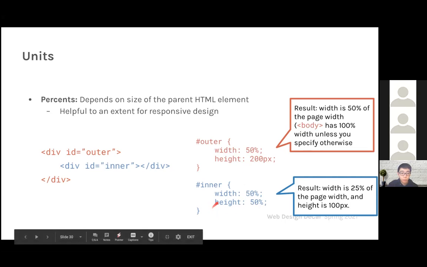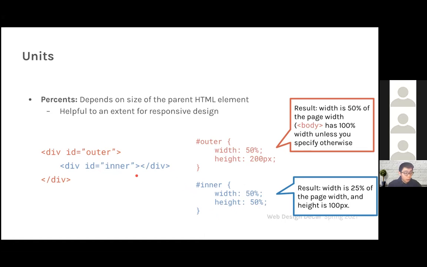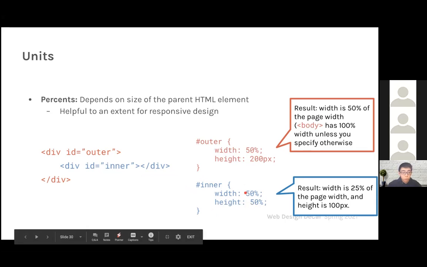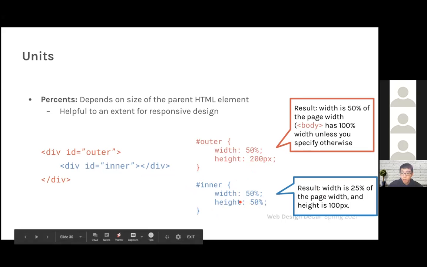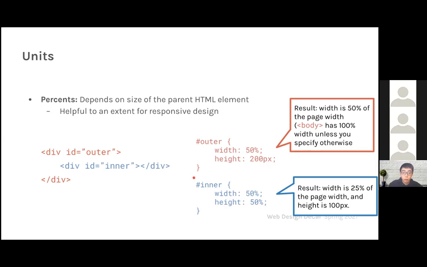We can also add a width and height to the inner, which is inside of the outer. And yeah, you can also use relative units here. And this would result in something that's 50% of the outer, which is already 50% of the page because that is the highest parent we have. So inner would end up being 25% of the width and the height of 100 pixels because we have a set height here for the outer.